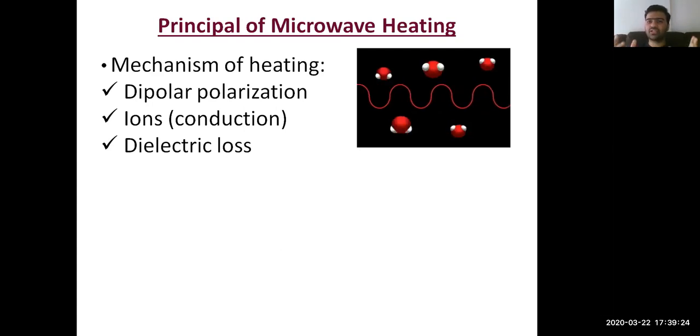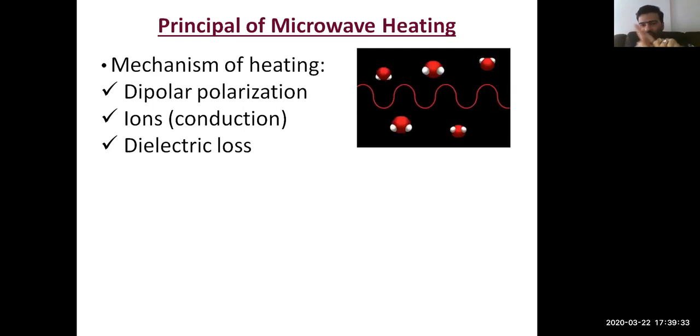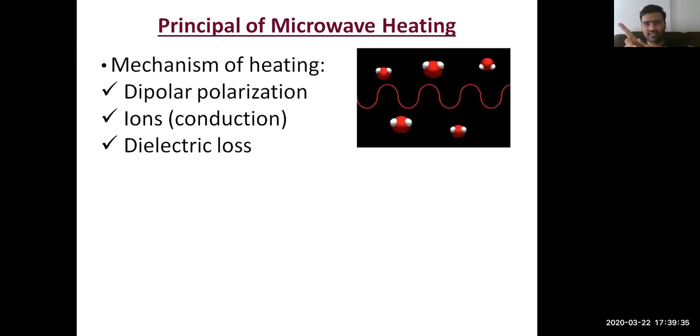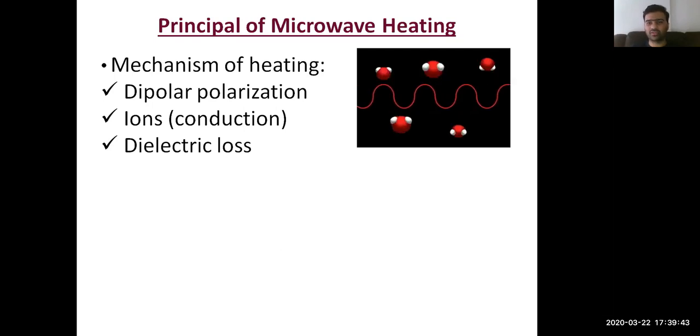These rotations will lead to some friction. As two molecules tend to rotate, they tend to collide or brush over one another. And as they start moving over one another, there is some friction that is generated. And this friction at the molecular level leads to a large amount of heat that is released. So this is one of the fundamental bases of microwave heating.